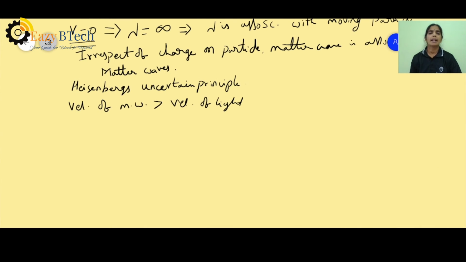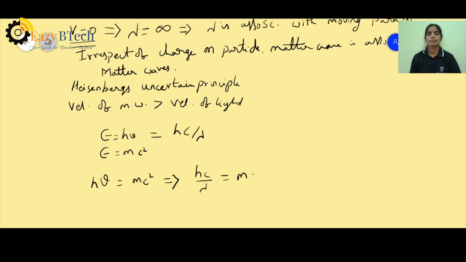We know that according to Planck's law, E is given as h mu, and according to Einstein's relation, which we have already done before, E is given as mc square. Here h mu is hc by lambda, and this is simply mc square. From these two expressions, h mu and mc square, I can say h mu equals mc square, which can be written as hc by lambda equals mc square.